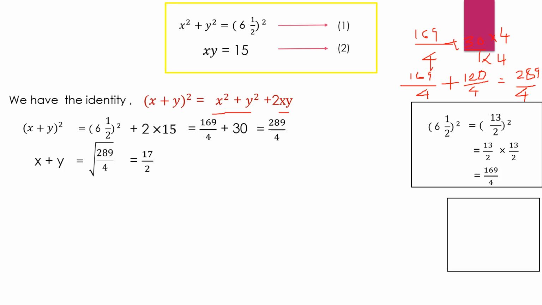16 square means 16 into 16. The number in the unit place will be 6. But here we need 9. So 16 square is not 289. Next option is 17. 17 into 17. You just think 7 into 7 gives 49. So in the unit place there will be 9. So there is a chance. So you just try it and then you get 289. Okay. Then you got x plus y equal to 17 by 2. We call this as equation 3.